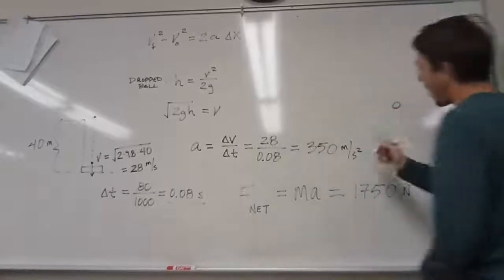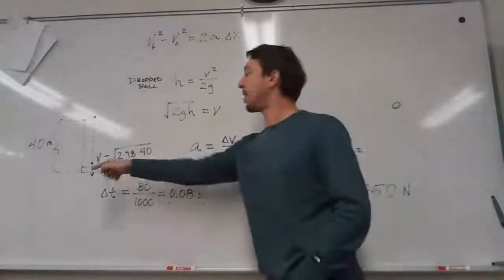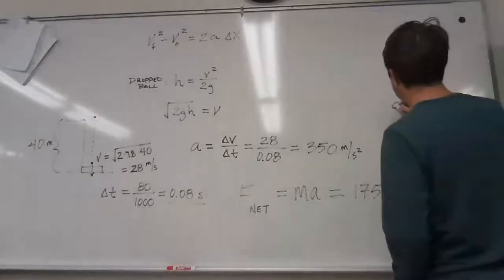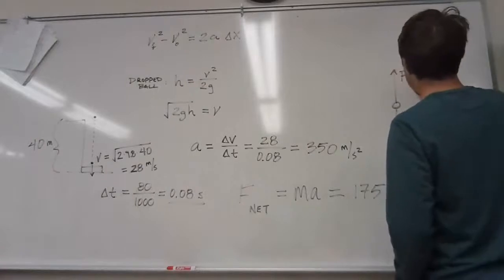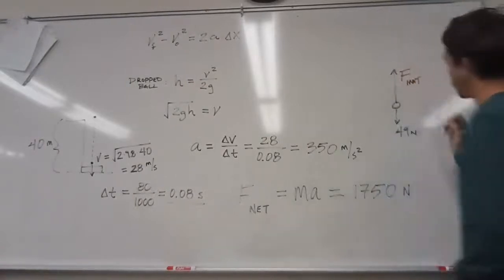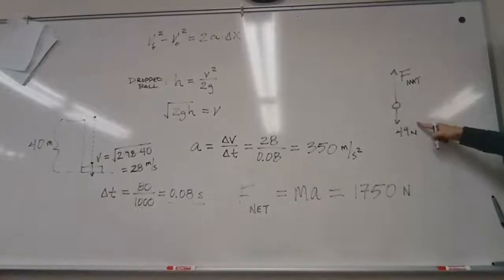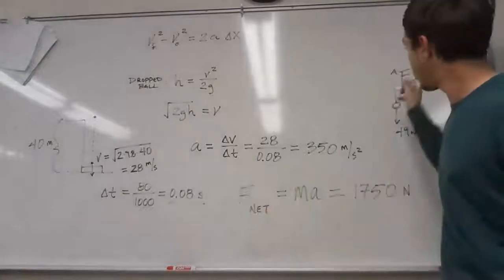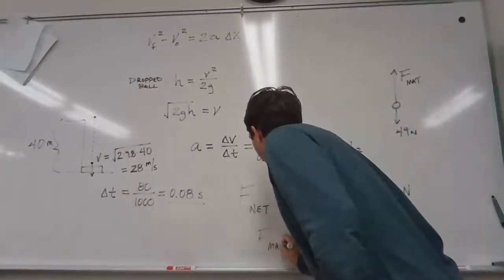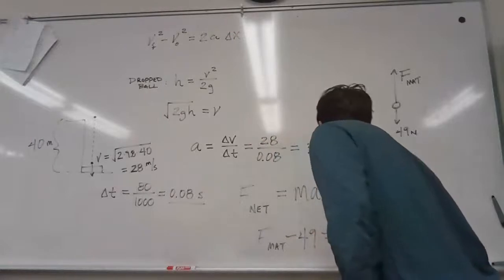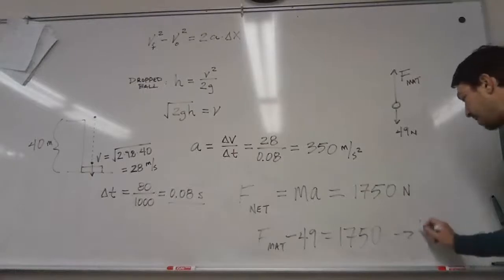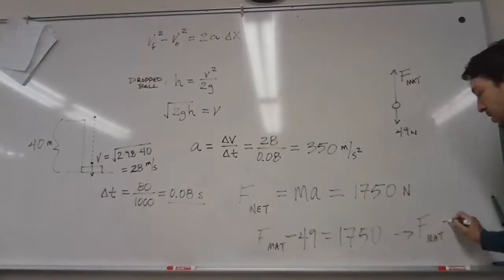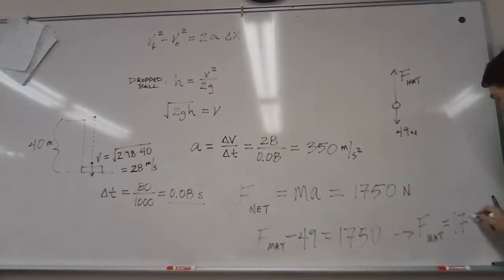So here's the ball. At that moment, as the pad is slowing it down, as it's hitting that cushion, there's 49 newtons pulling him down, and there's some unknown force from the mat pushing him up. Now this minus this has to equal this. Algebraically, I would just replace this F net expression with F mat minus 49 and get my answer. So you get 1799?